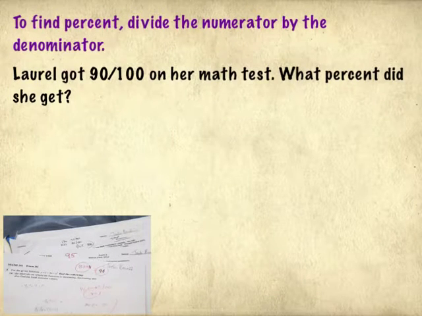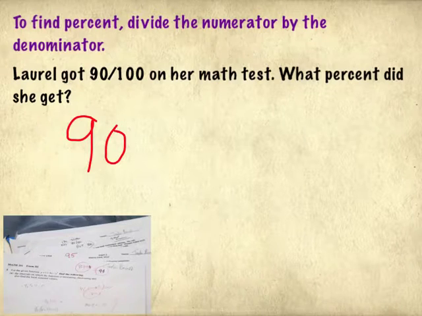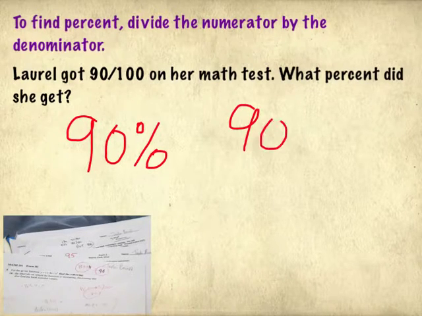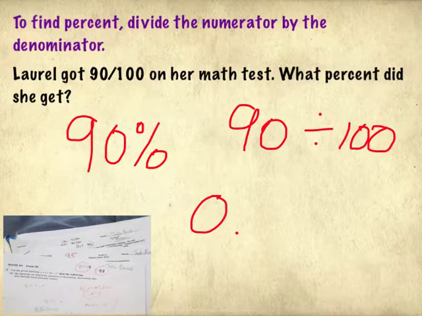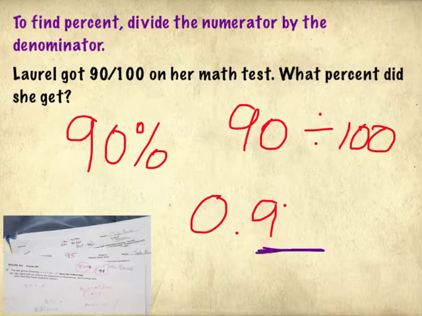So the easiest way to find percent is to divide the numerator by the denominator in a fraction. If Laurel got 90 out of 100 on her math test, what percent did she get? Well, I actually know the answer because I know that 90 out of 100 is the equivalent of 90%. But if I took my calculator out and did 90 divided by 100, my answer would be 0.9. So when you get an answer like that on your calculator, what you're going to do is take the first 2 numbers after the decimal place, and of course you'll round.